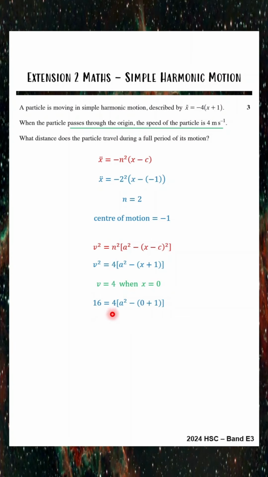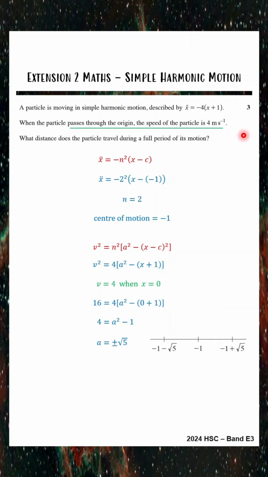Let's divide both sides by 4, so we get 4 equal to a squared minus 1. And now it's very easy to solve for a. We're going to add the 1 across and take the square roots, and so we get amplitude is equal to plus or minus root 5. So now I know the center of motion, and I know the amplitude. I know my movement looks something like this. We have minus 1 in the middle, these are my endpoints, and we're oscillating between them.